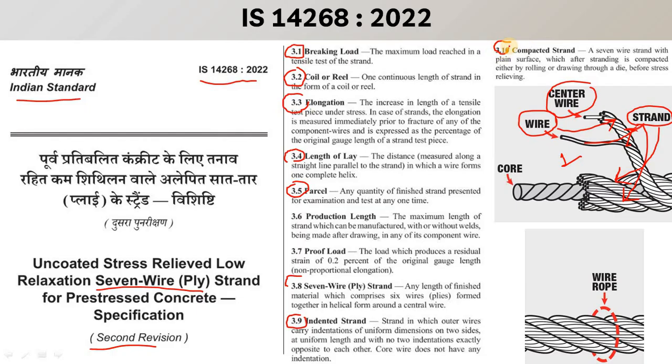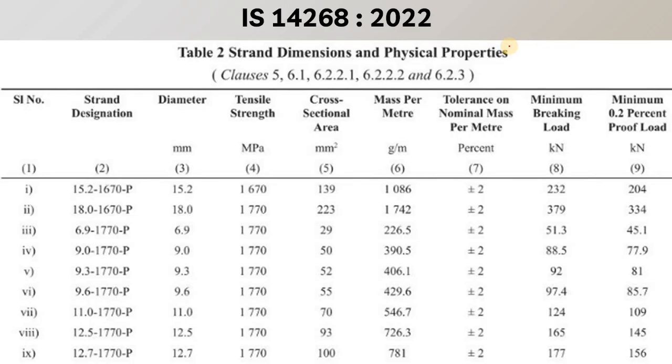So let's move forward. Here, as per IS 14268 2022, you can see Table number 2, which gives the strand dimensions and physical properties. You can see clause number 5, that is point 6.1 and point 6.2.2.1, as well as 2.2 and 2.3. You can check the specifications, the strand dimension and its physical property. The description has been given over there. Let us come back to Table number 2, the standard dimension and the physical property.